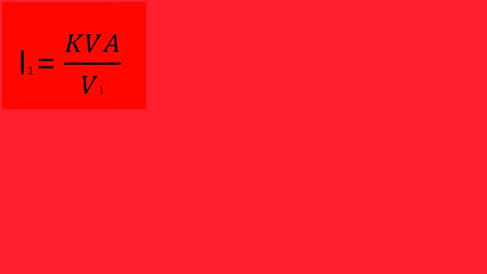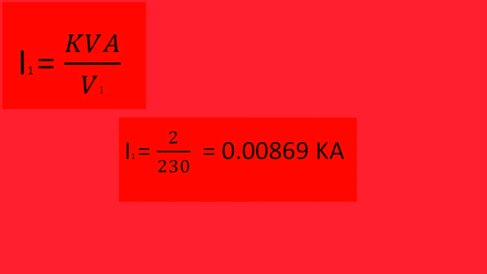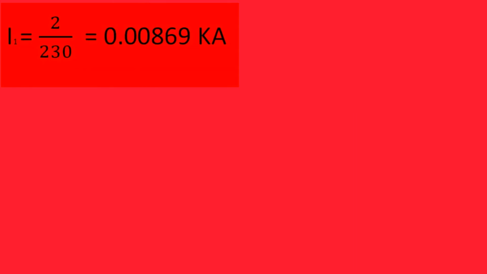Substituting the values of kVA and V1 in the formula, we will get I1 equals 2 divided by 230, that equals 0.00869 kiloampere. The current will be in terms of kiloampere because the rating of the transformer is given in kVA. Converting into amperes, our final answer will be the primary current of the transformer is 8.69 amperes.